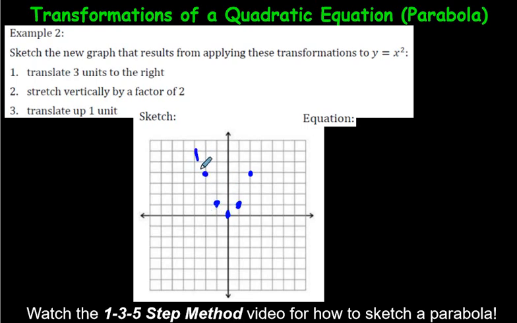I'll do it in blue. You don't always have to draw this. Your teacher may not want to see this one. I'm just drawing it just for fun. So it says translate this thing 3 units to the right. Okay, so we're going to translate it 3 units to the right. We're going to stretch it vertically by a factor of 2, and we're going to translate it up 1 unit.